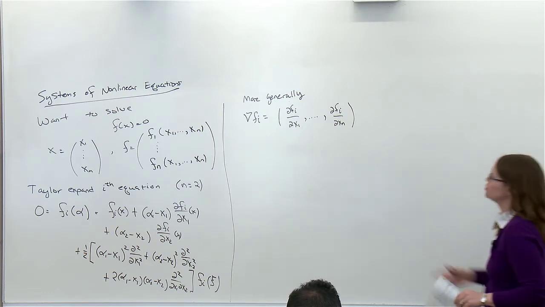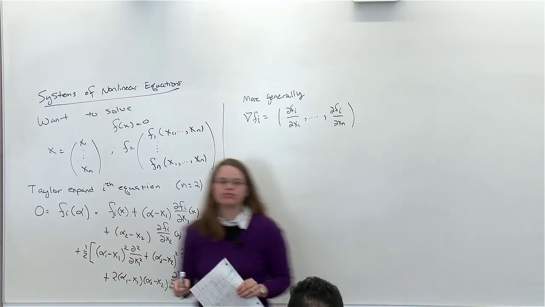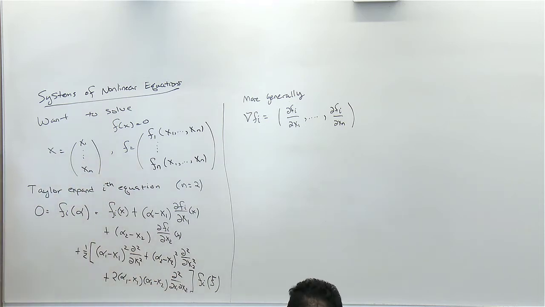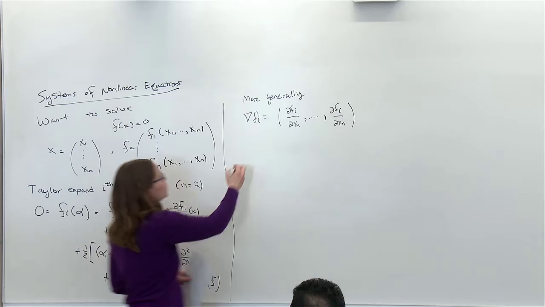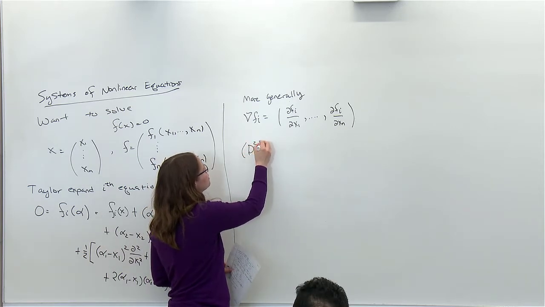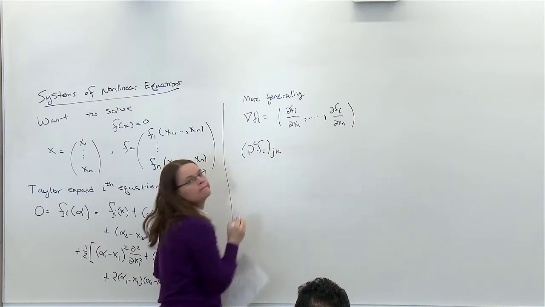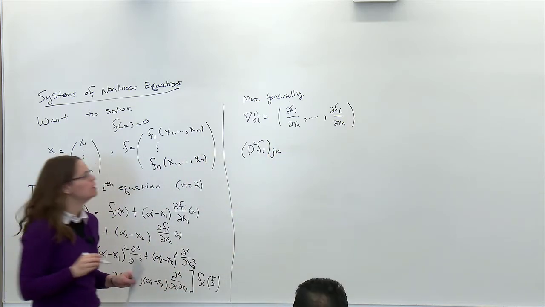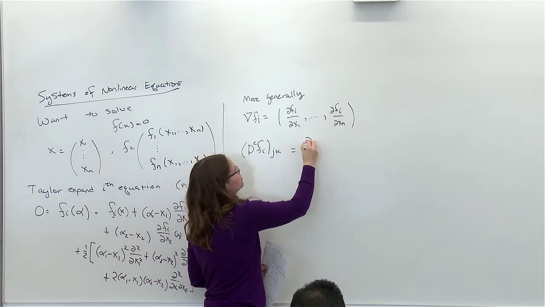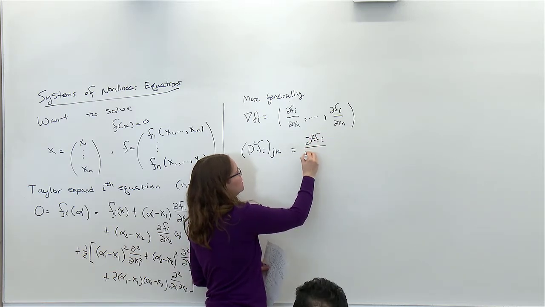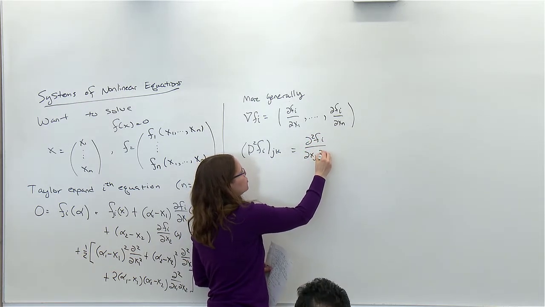Okay, the Hessian. The gradient is a vector of length n. The Hessian is going to be a matrix that stores all the second derivatives. So this is an n by n matrix, and if we want to know what element is in, say, the jth row and the kth column, this is just going to be the second derivative with respect to xj and with respect to xk.